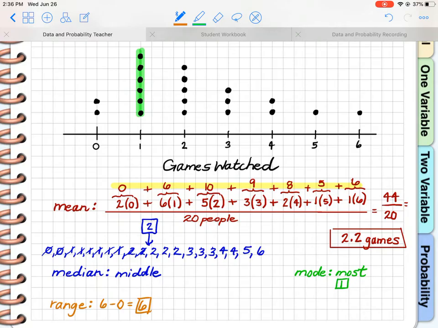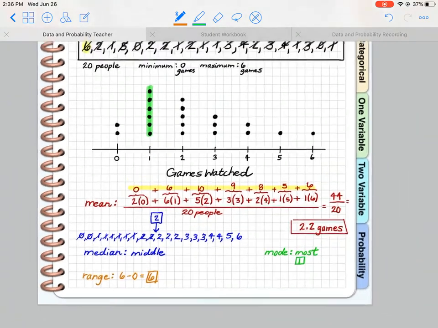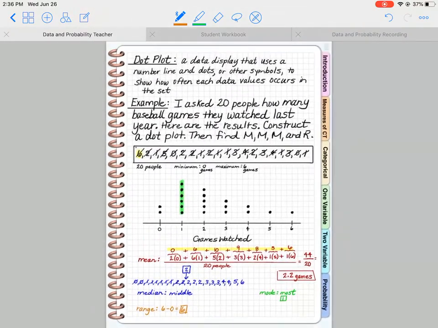So mean, median, mode, and range of a dot plot. This is not an easy problem. There's a lot of new knowledge there if you've never seen this before. You might even want to watch this video twice just to really understand what you're doing.